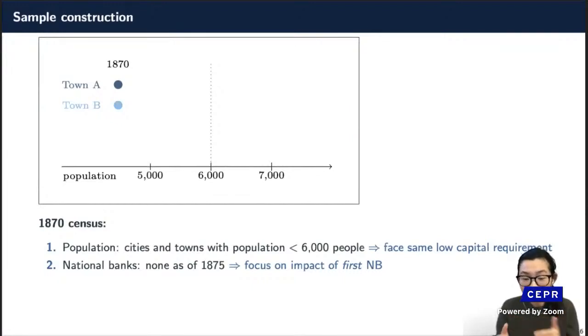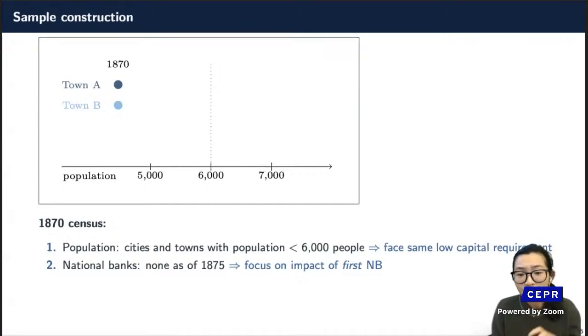Having been on this side of having low capital requirements, they also, as of 1875, don't have a national bank. So what we really want to compare are places that end up getting their first bank versus places that don't end up getting a first bank at all. And the reason we want to focus on this first national bank is because that's when we think the biggest effect will be from being part of this system, where you'll get all of these different institutional characteristics of the national banks that I'll talk about in a couple of slides.